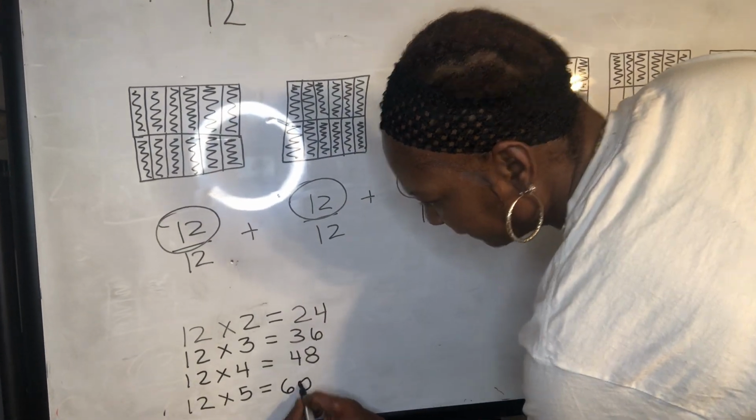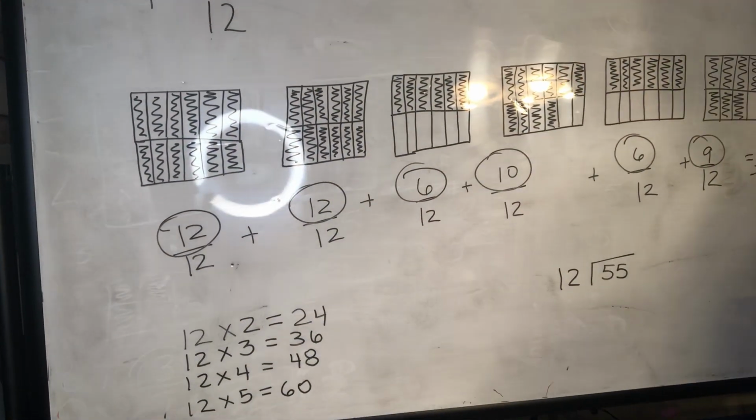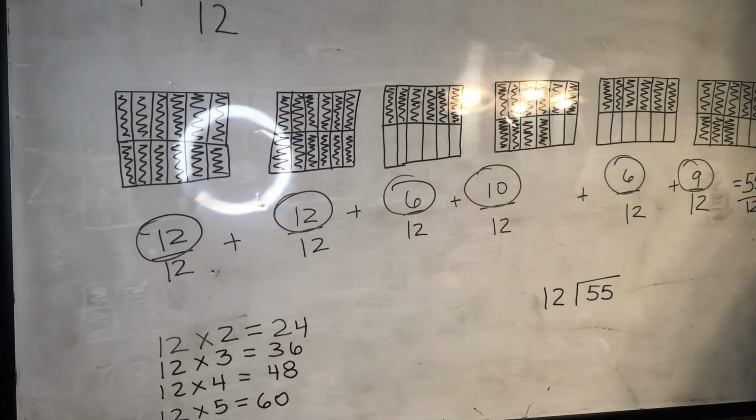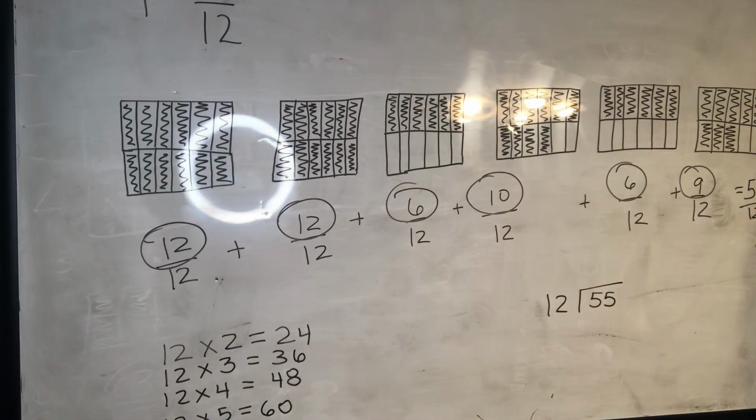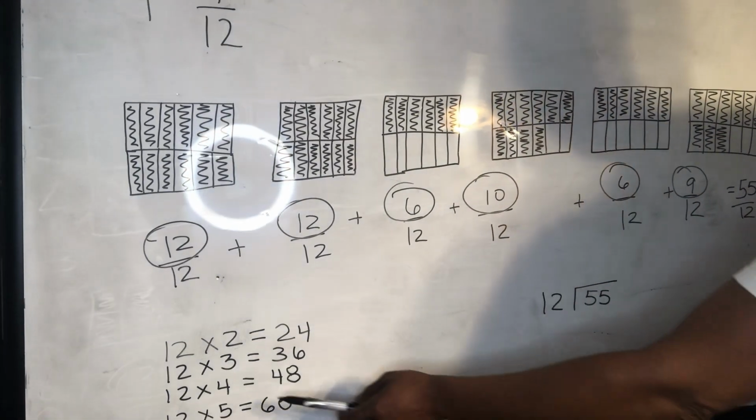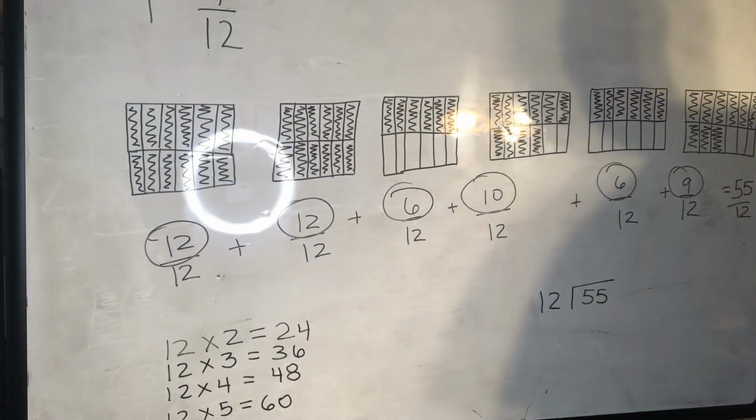12 times 5 gives you 60. So if you knew that ahead of time, then you would have known that that would have been too much because we go past 55. So with that being said, we need to use the 4 because it doesn't.